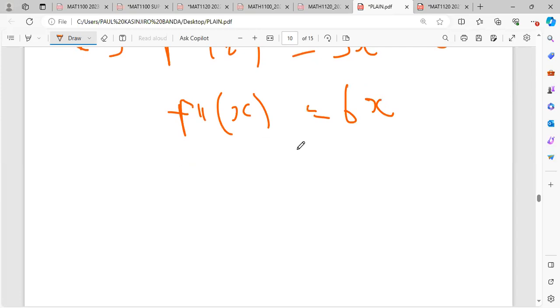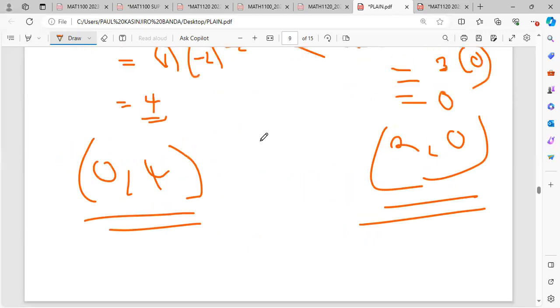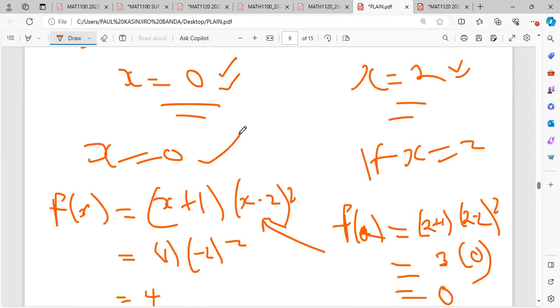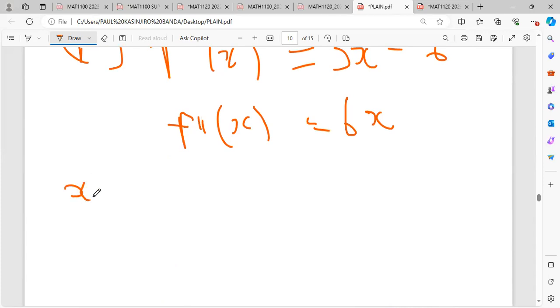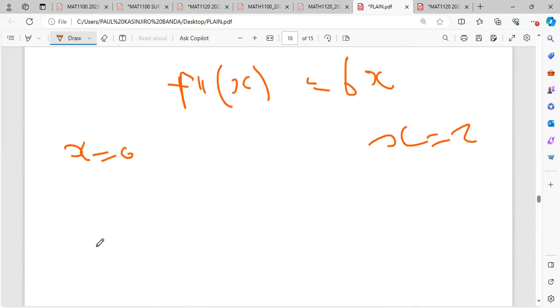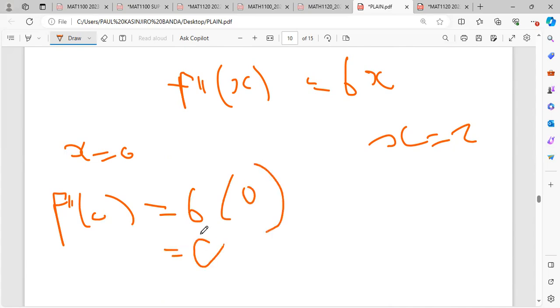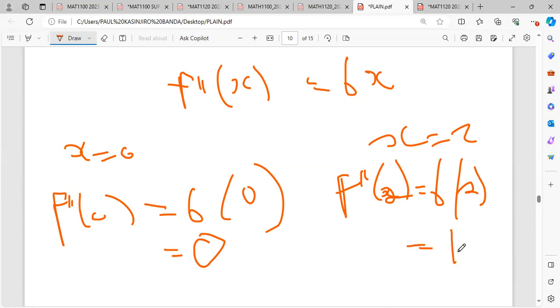In this second derivative, I'm going to substitute the x values of the critical points. What are the x values of the critical points? One of them is 0, and the other one is 2. If x is 0, and on the other side, if x is 2. So let us substitute. The second derivative at 0 is equal to 6 times 0, so this is 0. Then the second derivative at 2, you put 2 there, and this will be 12.